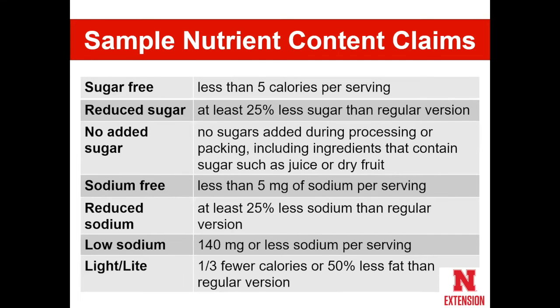So additional nutrition contents that can be claimed on food labels are related to sugar and sodium. A product is considered sugar-free if there's less than 5 calories per serving. So you may see that on things like sugar-free sodas, some things like sugar-free gelatin, some salad dressings may contain the items that are considered sugar-free. And again, they're going to provide less than 5 calories per serving.